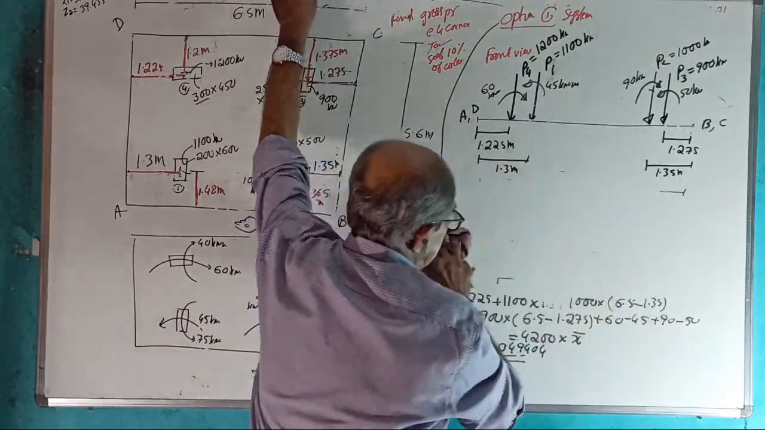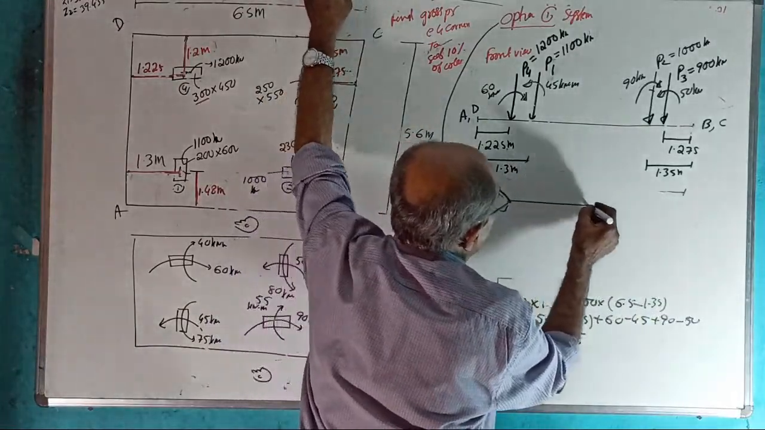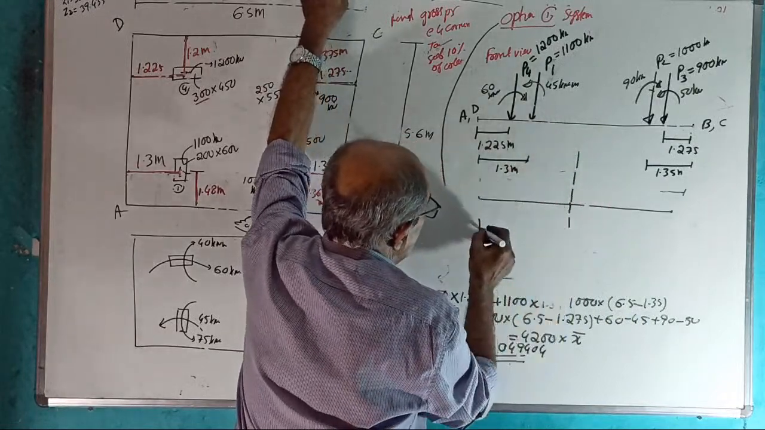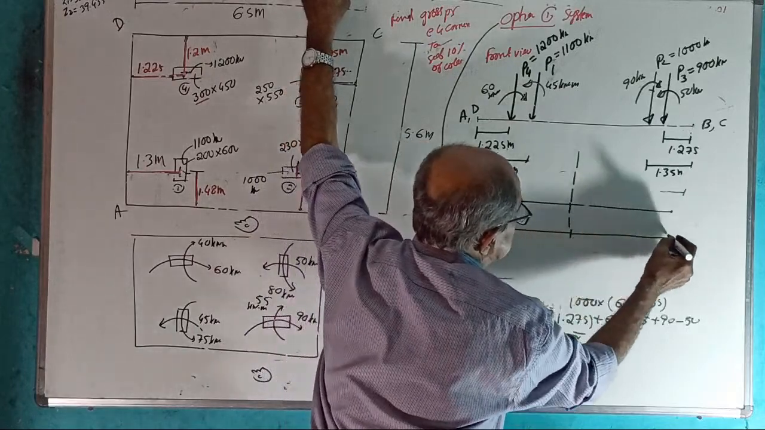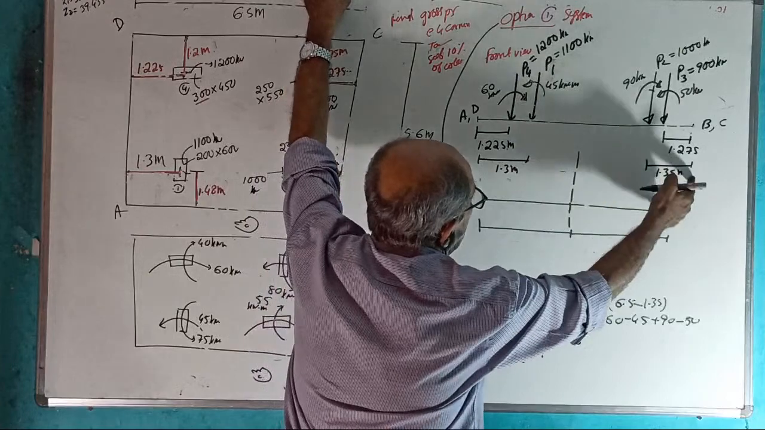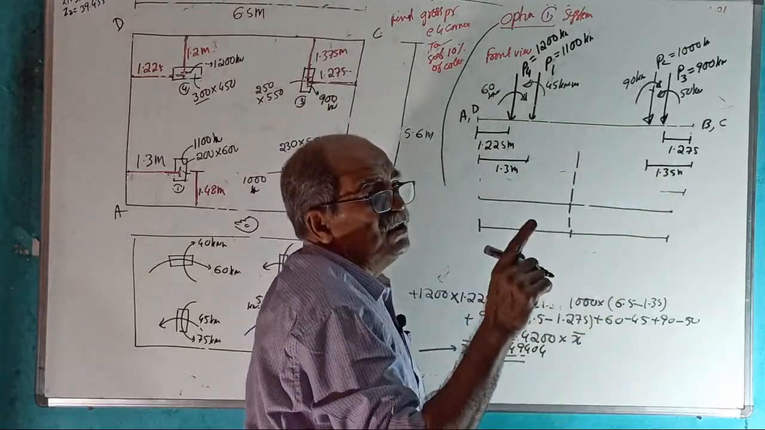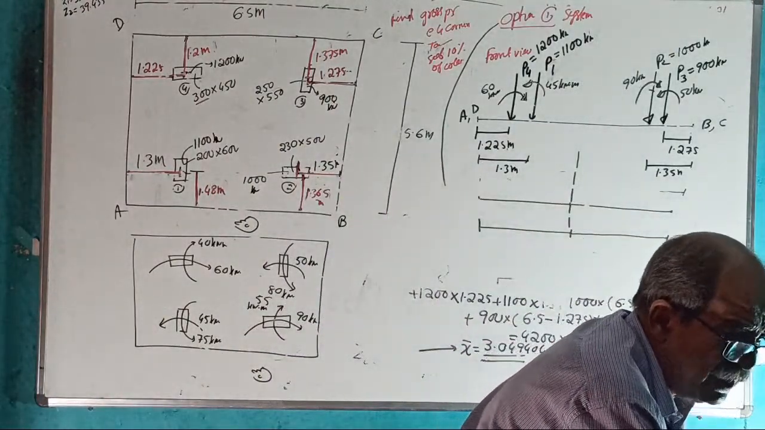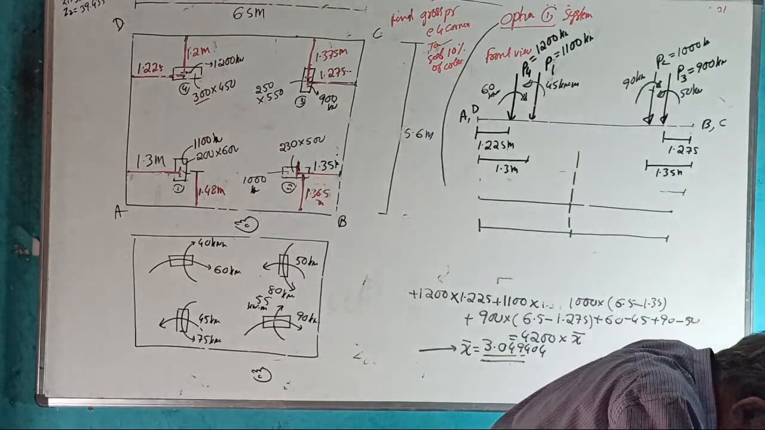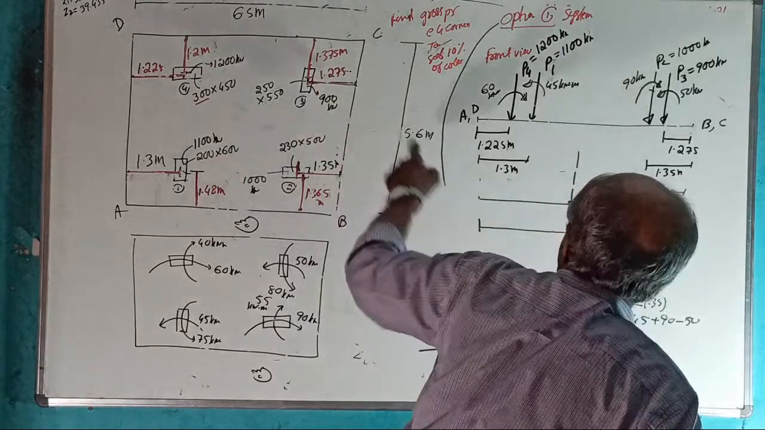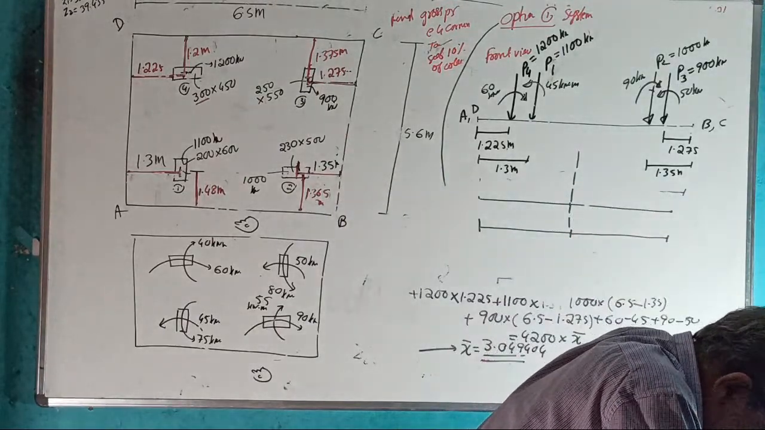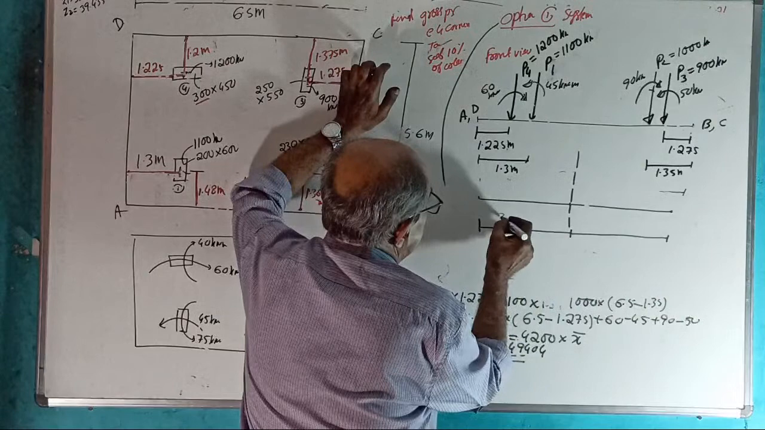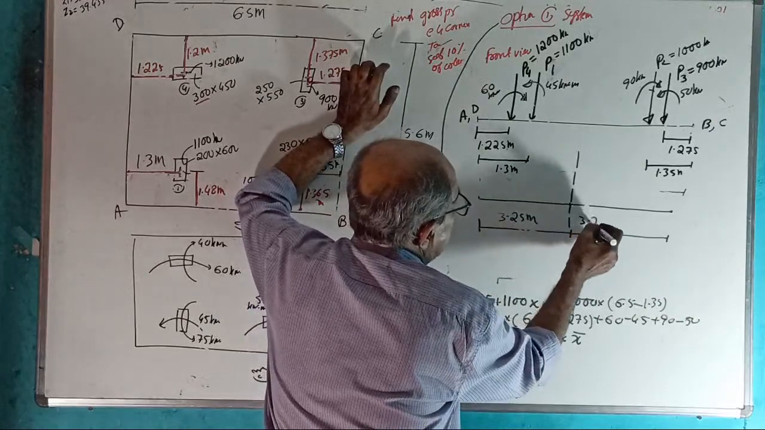Now, if you see lengthwise, mark the center line here. Tell the answer: how much distance from here and from here to the center of the footing? The length is 6.5 in total. How much each of them? It is 3.25 meter. See, this is 3.25 meter, and this also 3.25 meter.